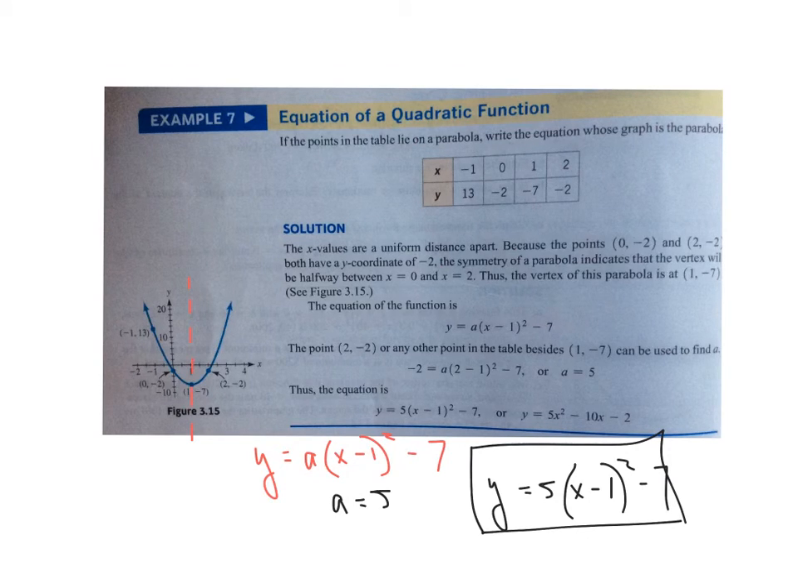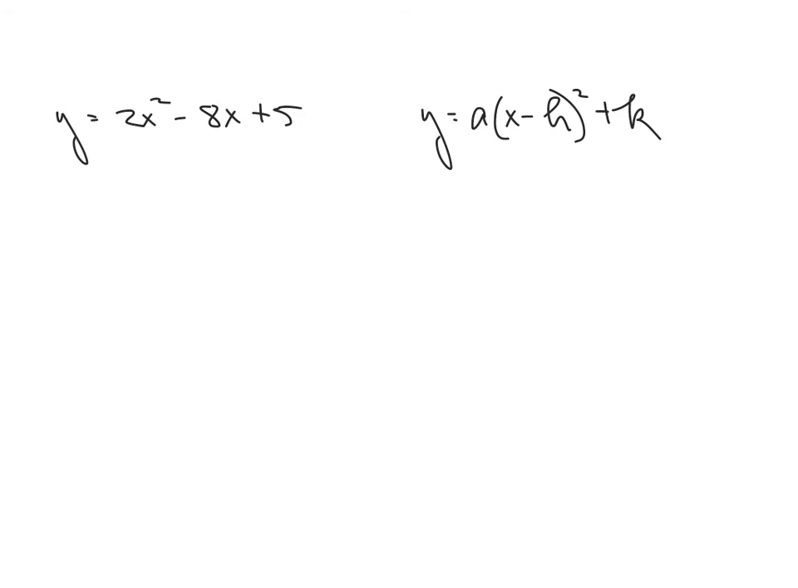Given the vertex, you are able to find a, and then you put the a in here and then make these back into x's and y's, and you have the formula. Okay, and finally example 8. We are going to take this equation, written in quadratic form, and we're going to translate it into the vertex form of the equation. Okay, so in order to do this, we have to find the vertex, and then we'll go from there.